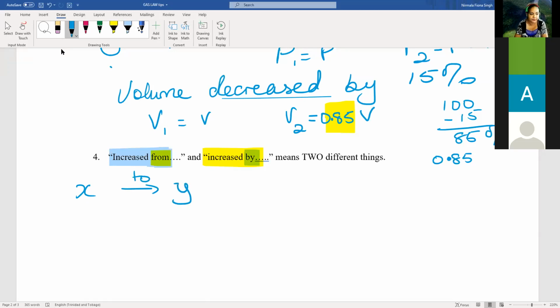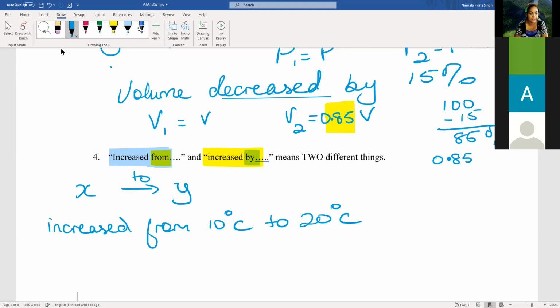So let's give an example. Say I increased from 10 degrees Celsius to 20 degrees Celsius. Increase from means that we have a starting point and an ending point. That's usually what we mean when we indicate increased from, or expanded from, or pressurized from one point to another. That's what from indicates, that we are going to get two numbers.